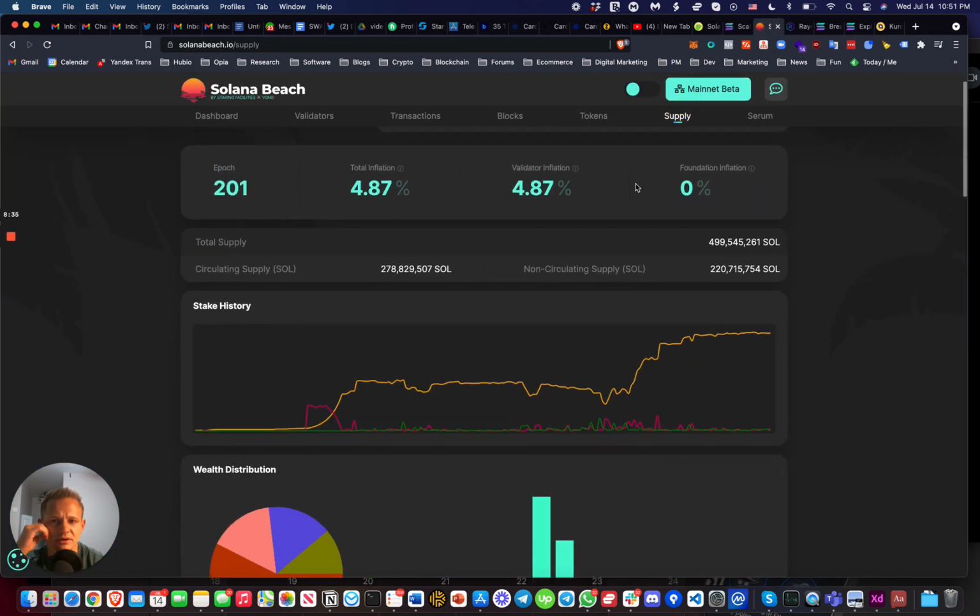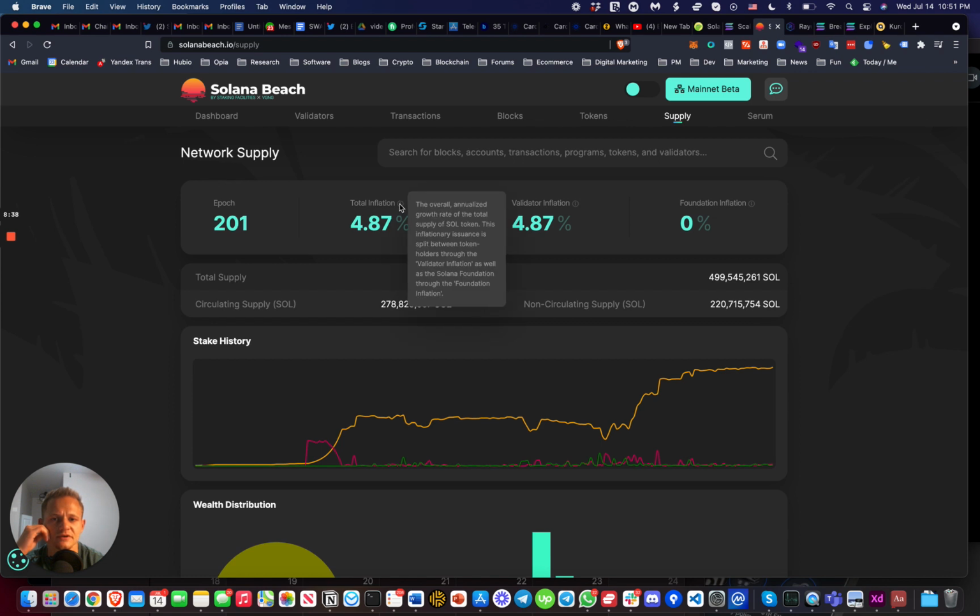Let's look at the supply. Total inflation, annualized growth rate of total supply of SOL tokens. This inflationary issuance is split between token holders through the validator inflation, as well as the Solana Foundation through the foundation inflation. Okay, so 4.87% inflation is actually not that bad at all, considering they have 500 million. That's only going to rise by 25 million per year. That is for the validators being paid out for the transactions, so not bad at all. Circulating supply 278 million.